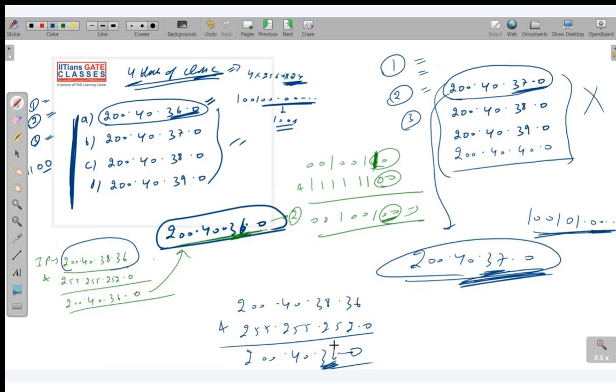So this is all about supernetting. Some questions I will solve so that you get more clarity. Take the snapshot. I will jump to the next slide. Done, sir.